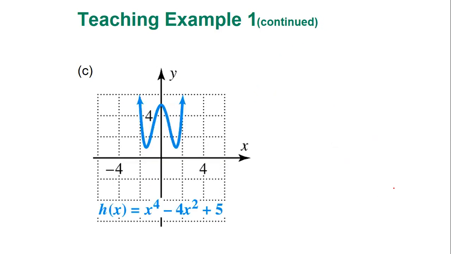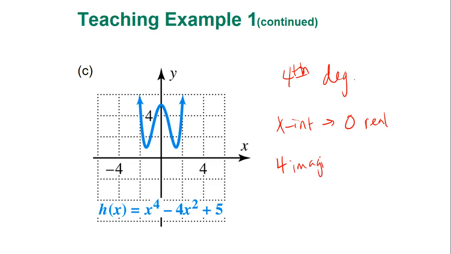All right. Let's try another one. What is the degree of this polynomial? It's a 4th degree polynomial. Okay. How many times does it cross? How many x-intercepts does it have? It has 0 x-intercepts, which means it has 0 real solutions, right? So therefore, I have 4 imaginaries. Does that make sense? Okay. That's all that's saying.